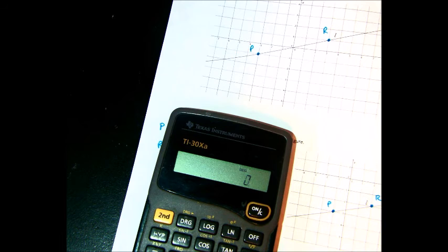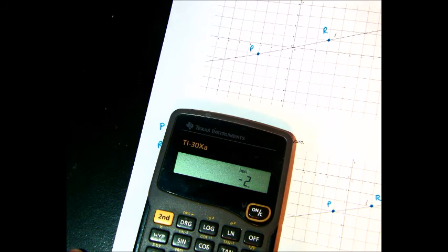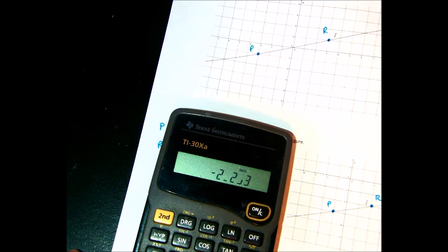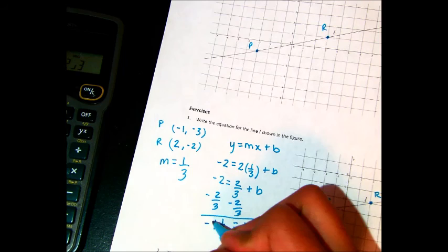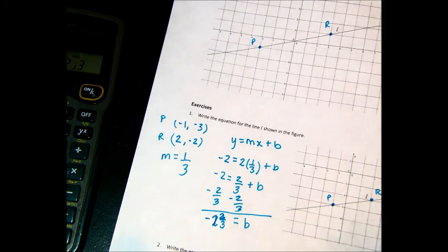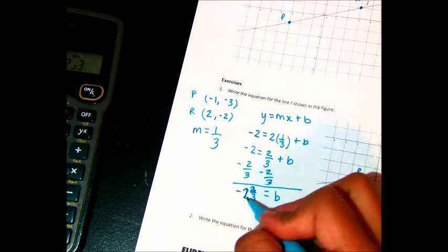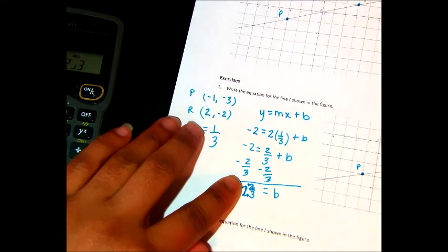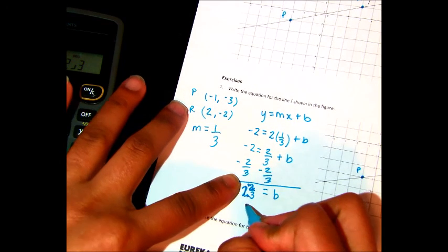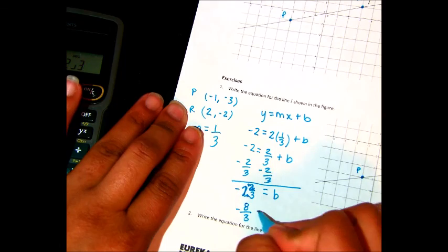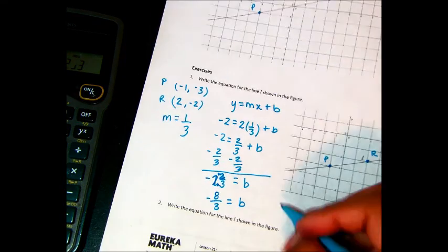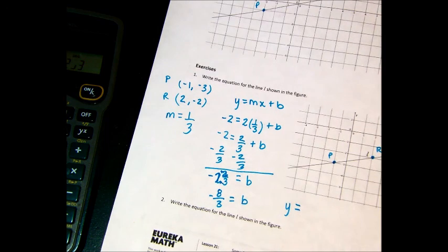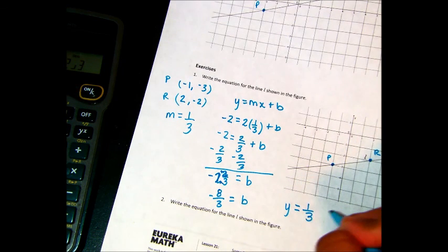So I'm going to substitute either P or R into this equation to find B. -2 minus 2/3. I'm actually going to get -2 and 2/3. Now, when I do that math, remember we want to multiply our denominator by our whole. It is a whole number, so 3 times 2 is 6. 6 plus 2 is going to be 8. So I'm going to get -8/3 as my B. So the equation that represents this line is what? Y equals 1/3 x minus 8/3.